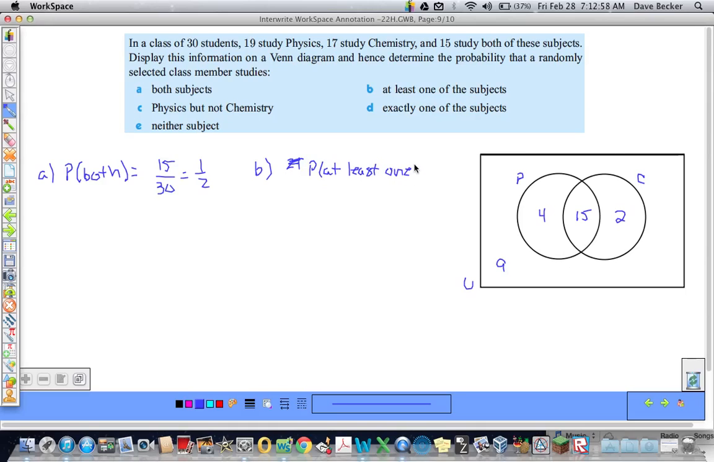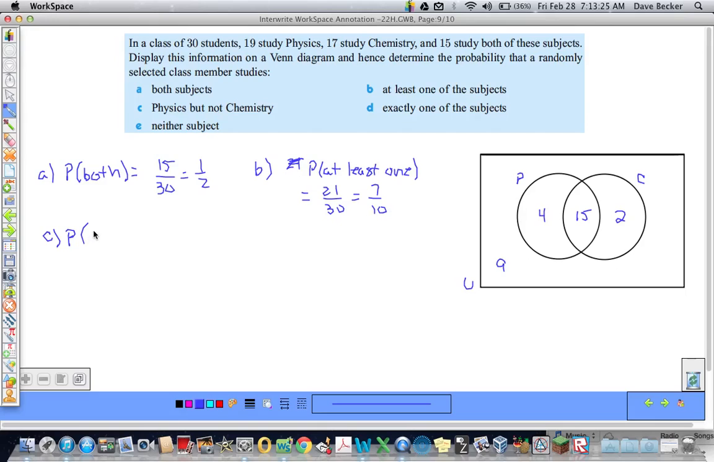So that would be equal to 21 out of 30, which simplifies to, come on, you know it, 7 out of 10. Okay. What about C? Physics, but not chemistry. So these are all the physics folks, but we're only interested in those who study physics but not chemistry, so that's going to be these 4.